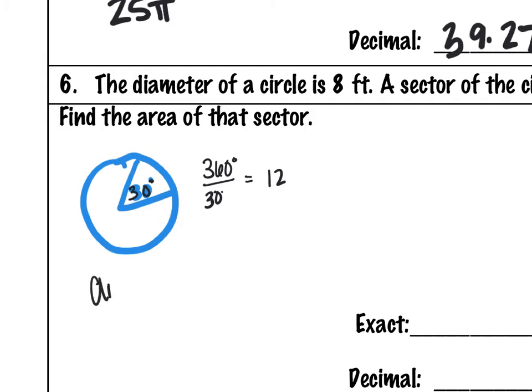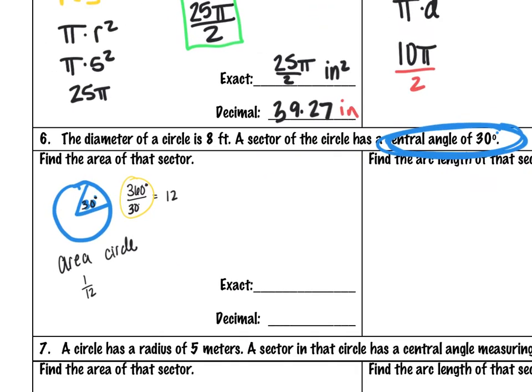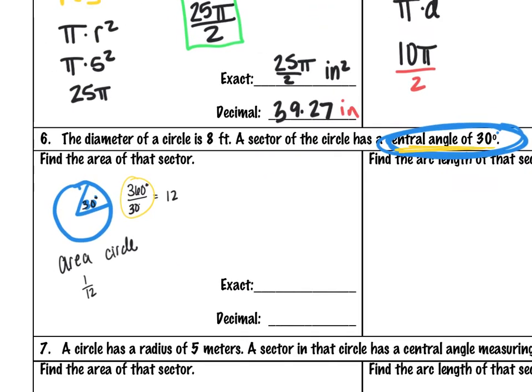So I'm going to find the area of the whole circle, and then I'm going to take 1/12 of that. And the 12 came from taking 360 divided by 30, because it told me there was a central angle of 30 degrees. So let's get to it. It says the diameter is 8 feet, so that means the radius is 4. So I'm going to go ahead and do pi times r squared.